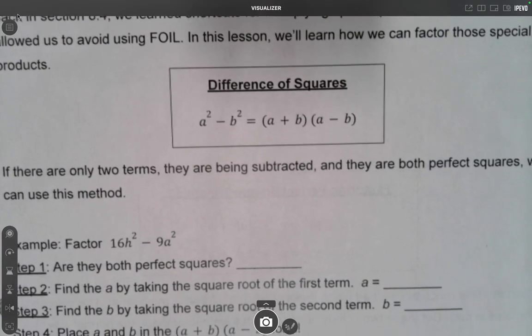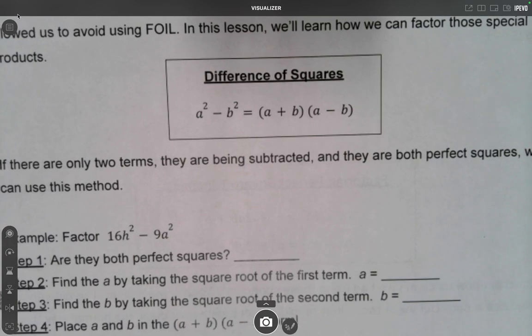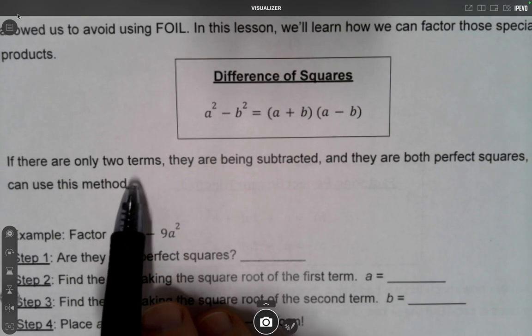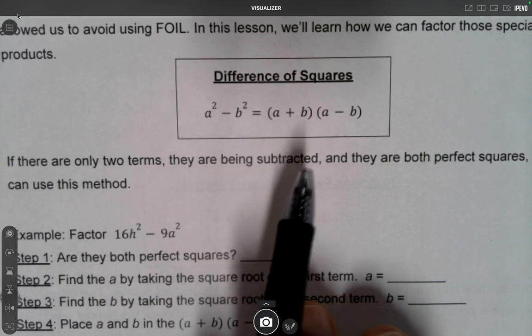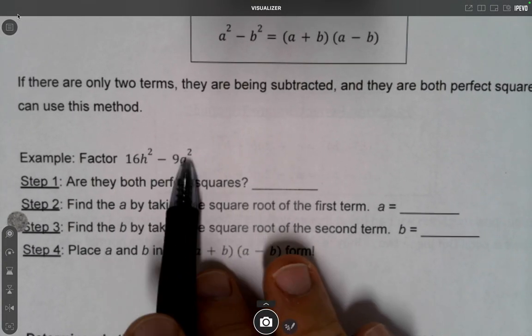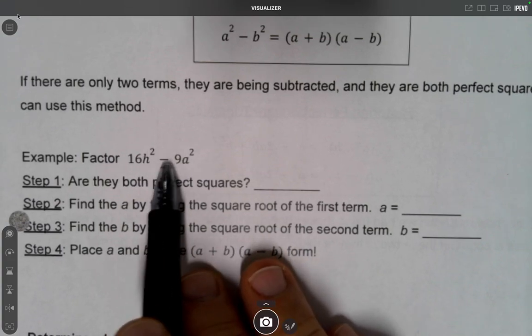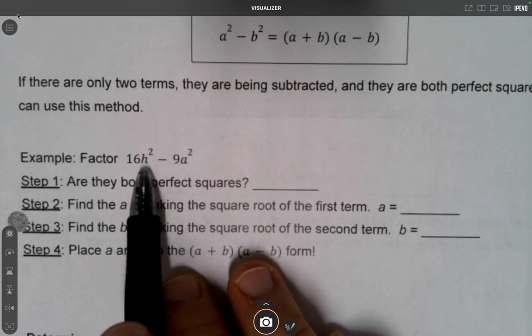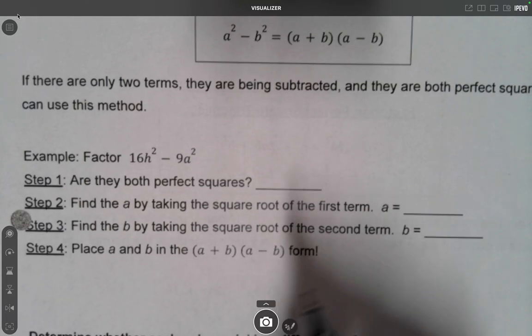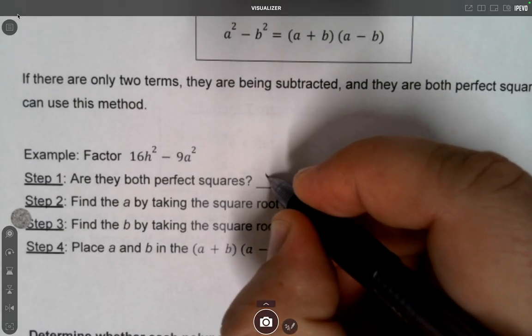Now, if there are only two terms, they are being subtracted, and they are both perfect squares, we can use this method. These are all important conditions: two terms, subtraction, perfect squares. So here, two terms, yes; subtraction, yes; and 16h squared and 9a squared are all perfect squares. Hopefully by now you know the numbers that are perfect squares. As far as variables are concerned, as long as their exponent is even, they are perfect squares.